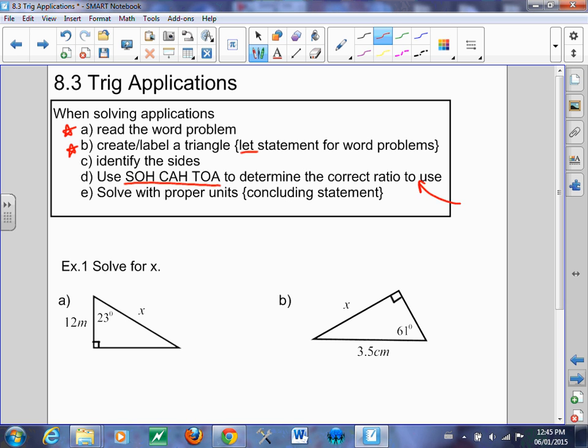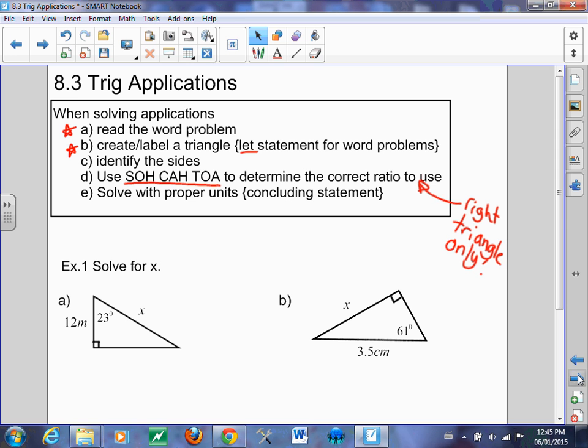And I'm just going to put down here, right triangle only. Because later on, we're going to get to those oblique triangles where we're going to use a different strategy. Okay, so SOHCAHTOA is just right triangle only.